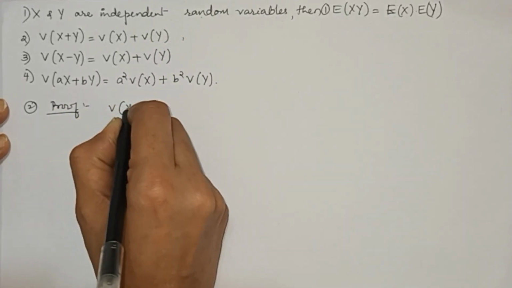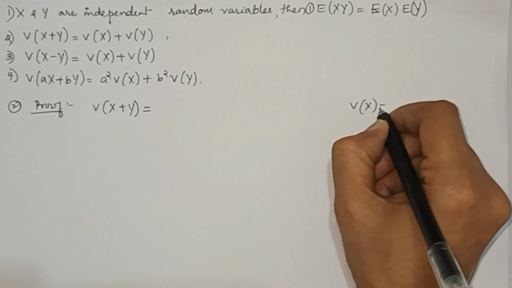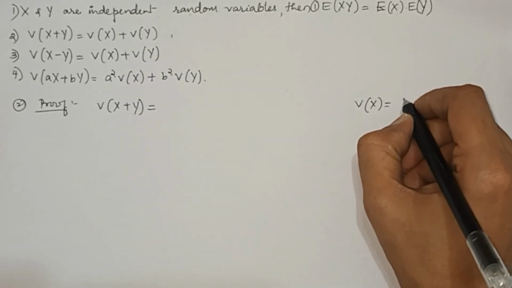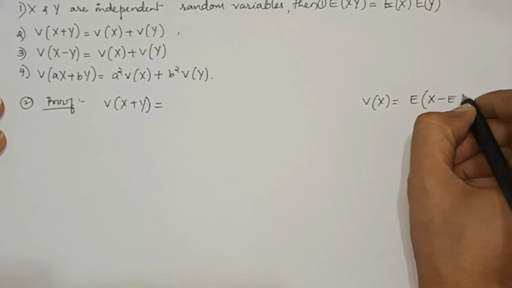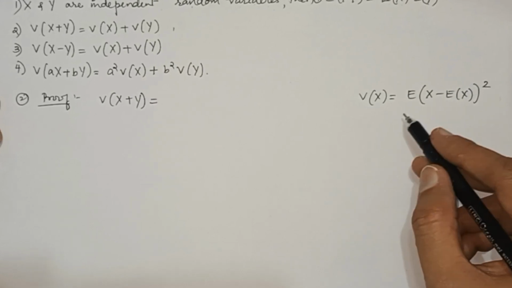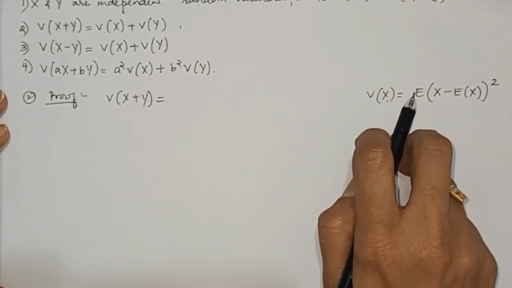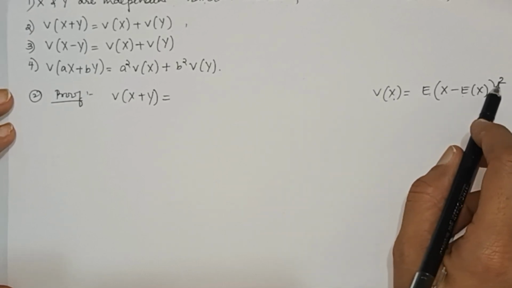V of x plus y. So let us write the definition of V of x in terms of expectation. We know that V of x is equal to E of (x minus E of x) whole square. The second order central moment is the variance. Therefore, variance of x in terms of expectation is given by E of (x minus E of x) whole square.